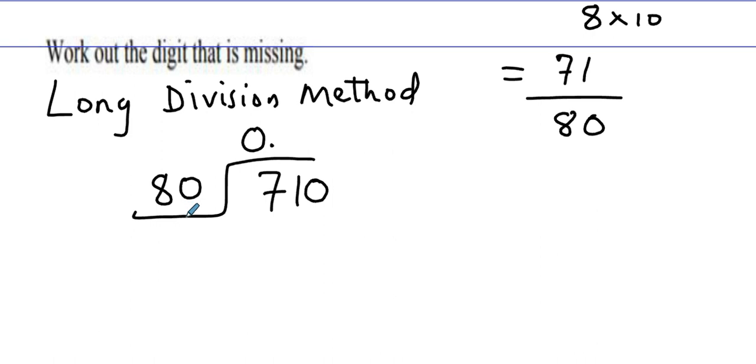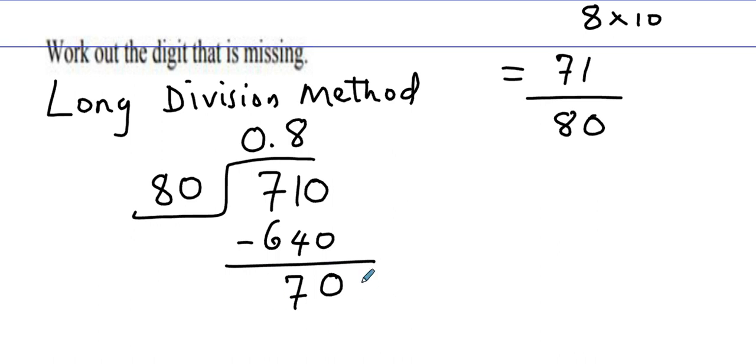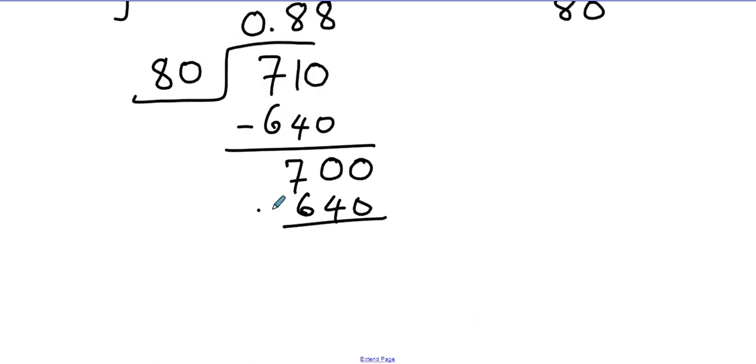710 divided by 80. Try 8 here. That will be 640. Subtract. The remainder is 70. Add one more 0, becomes 700. Same over here. Put 8 there, you get 640. Check the remainder. 700 minus 640. The remainder is 60.